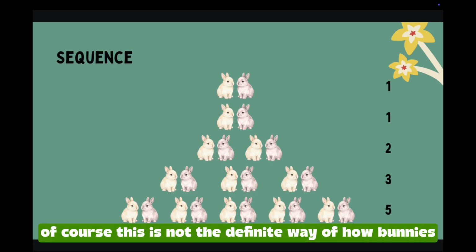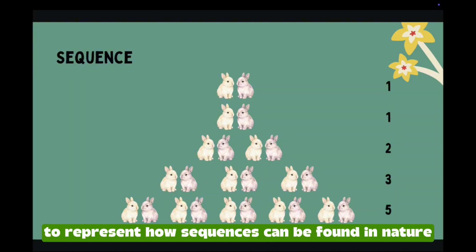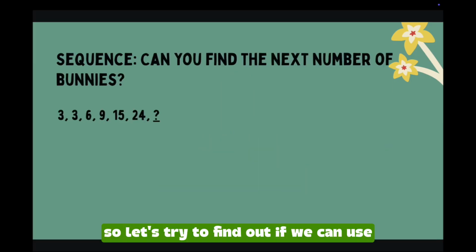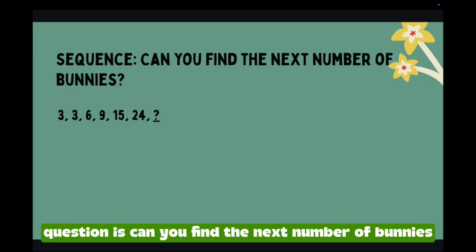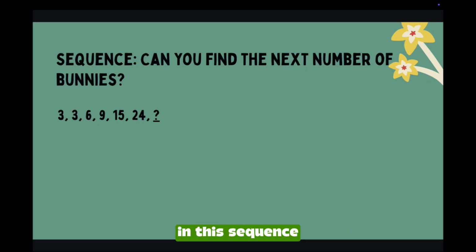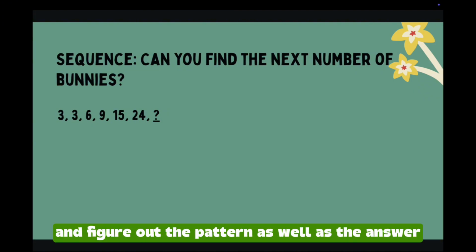Of course, this is not the definite way of how bunnies or other animals reproduce, but this is a nice simulation or model to represent how sequences can be found in nature. So let's try to find out if we can use our knowledge of sequence to solve problems as well. The question is, can you find the next number of bunnies in this sequence? Try to stop this video for a few seconds and figure out the pattern as well as the answer.